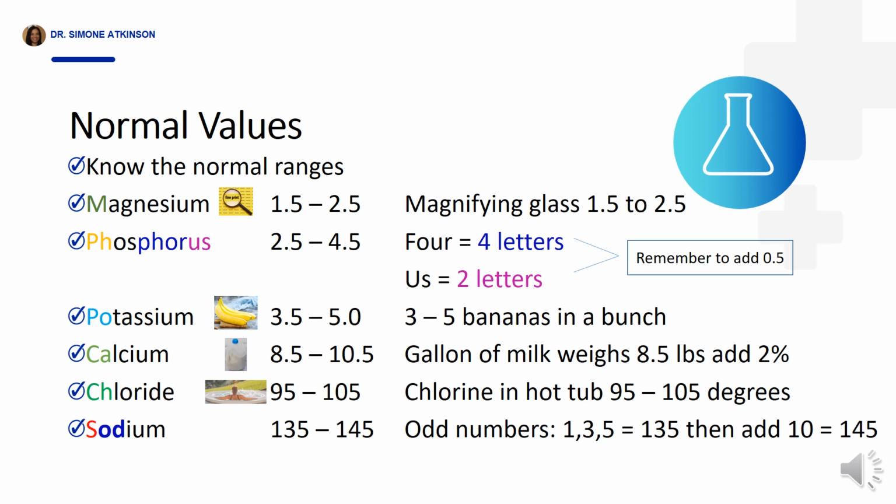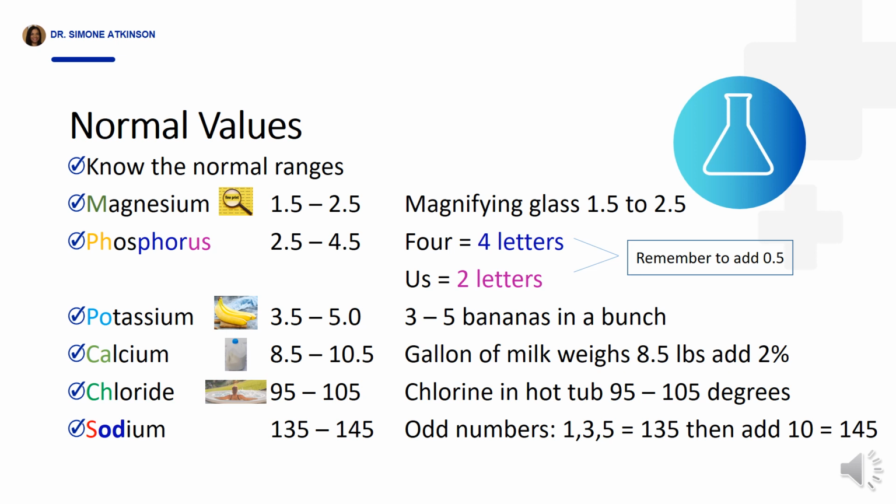Calcium, I associate it with a gallon of milk weighing about 8.5 pounds, and then I add 2% milk, so I have 8.5 to 10.5 for calcium. Chlorine, I just think of a hot tub, and you think of the temperatures of a normal hot tub of 95 to 105 degrees for chlorine. Then last you have sodium. Just remember the odd numbers in sodium, OD, odd. And remember odd numbers 135 and then add 10. So sodium is 135 to 145.